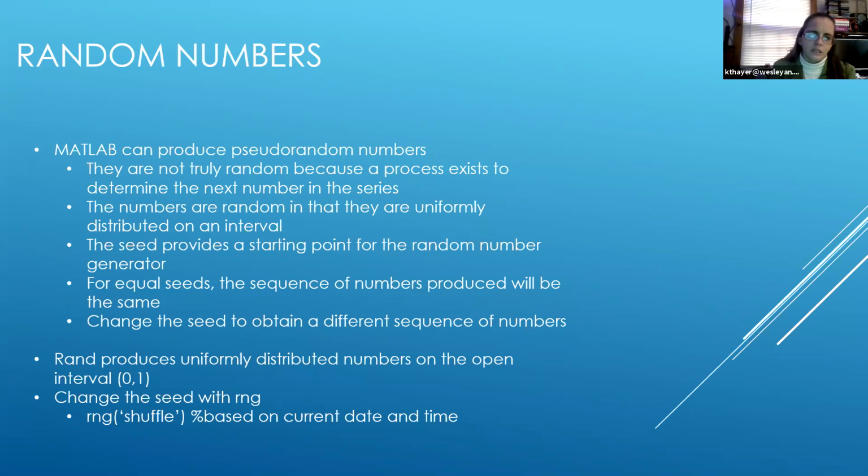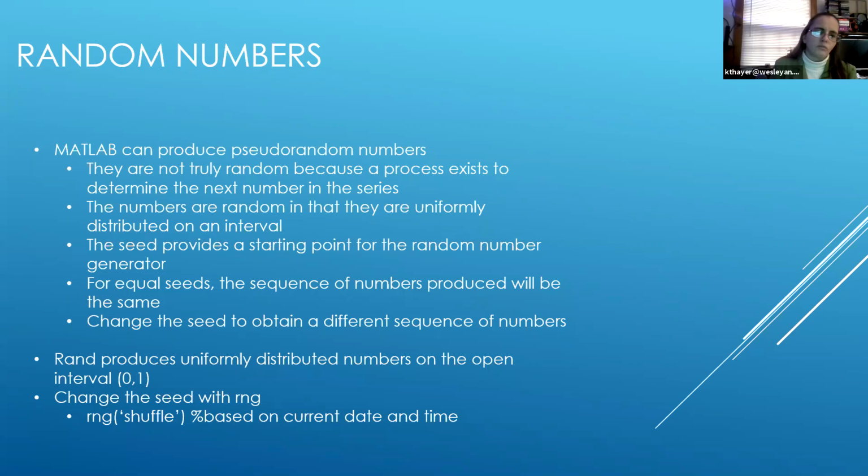Random numbers mean that they are uniformly distributed on an interval. So if numbers are truly random, think about selecting a random number from 1 to 10. What it means is that after many, many trials, it would be equally likely to pull any one of those digits. So it would be equally likely to draw a 2 as it would be a 9, for example.